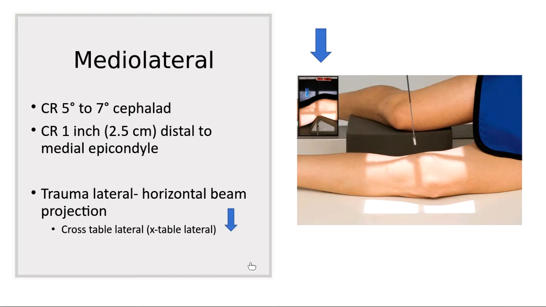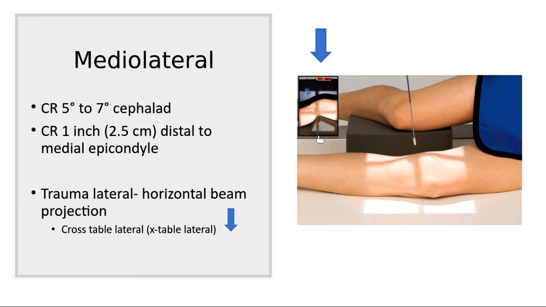All right, and I'll just talk about it while we're in here. If you're doing trauma views, then the trauma lateral is actually a horizontal beam projection, which we call a cross-table lateral, either written out as cross or X for cross-table lateral. And that's what this little inset picture is in here. So she's lying on her back, the knee is slightly bent, the IR is on the other side, and the beam would be horizontal, so that you can still demonstrate a lateral position with a horizontal beam.